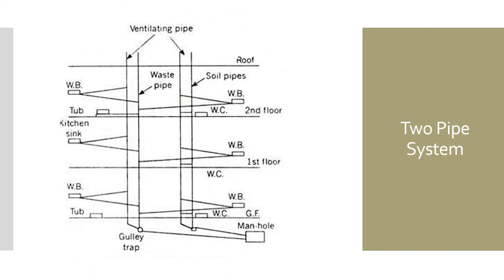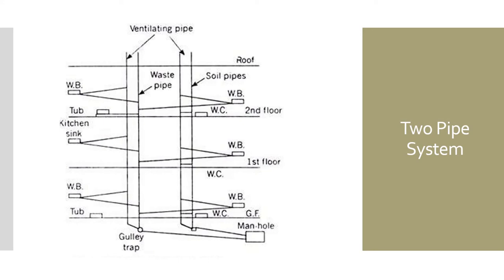The next is a two pipe system. So what happens in a two pipe system is you have two sets of waste pipes, and what you're basically doing here is one wastewater pipe will only consist of your gray water, and one wastewater pipe will only consist of your black water.